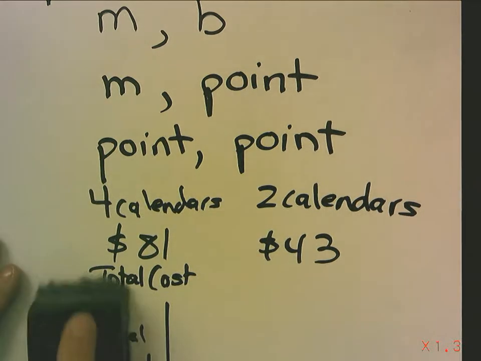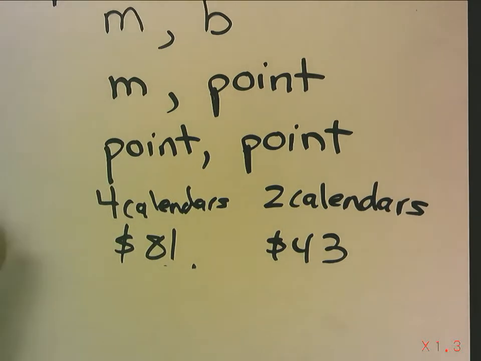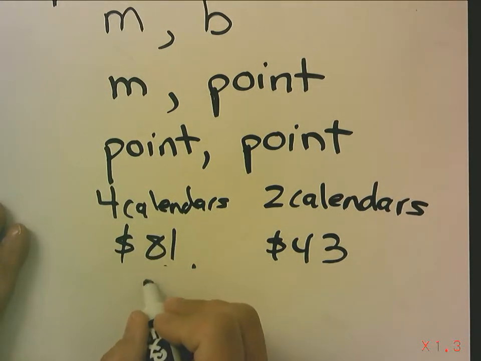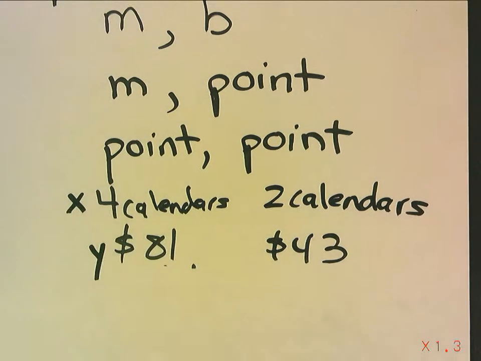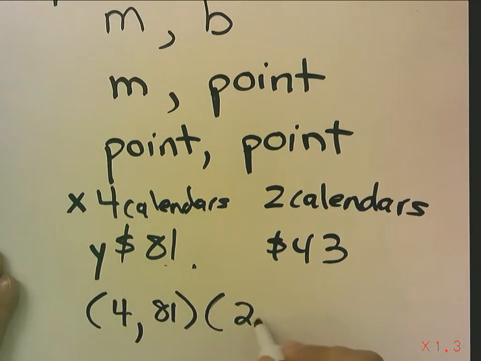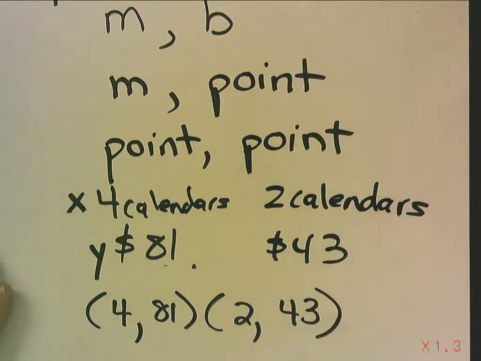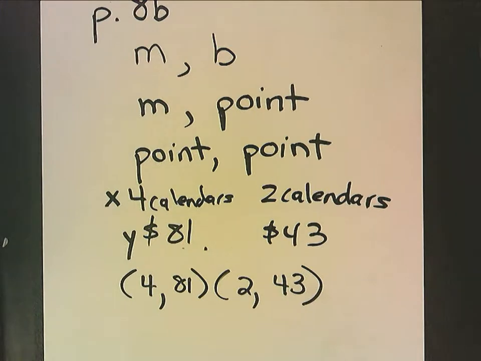So we're going to say that total cost is your y, and the number of calendars is x, because the total cost depends upon the number of calendars. So I'm going to write my ordered pair as (4, 81) and (2, 43). Now I have 2 points, and once I have 2 points, I should always find the slope.